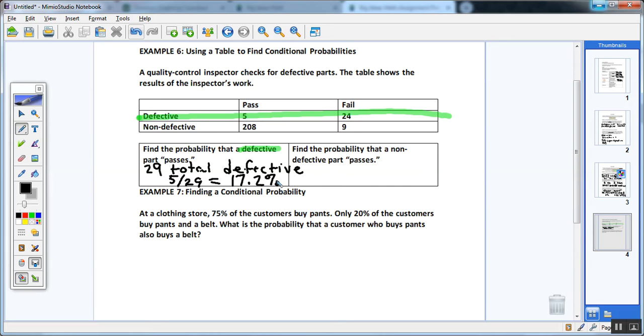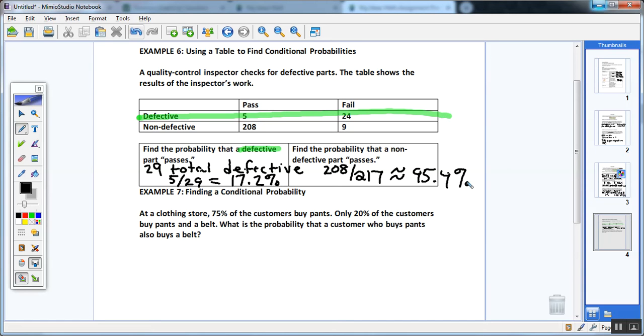So you guys try the next one on your own. Find the probability that, first of all, the part has to be what kind of part, kids? Non-defective. What's the percent that it passes? How many total non-defectives do you have? 217. And of the total 217 non-defectives, how many made it through? 208 out of what? 95.852535%. So about 95.9%. And it makes sense, kids.